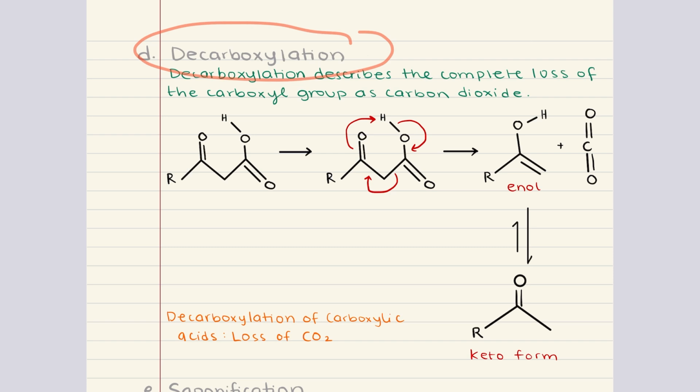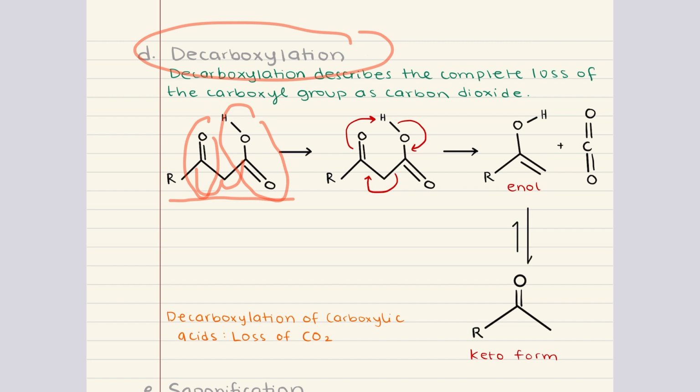In the structure drawn, we see a molecule with a carboxyl group positioned beta to a carbonyl group, meaning that the carboxyl group is located 2 carbons away from a carbonyl. This arrangement is important because it allows the molecule to undergo a 6-membered cyclic transition state during the reaction.